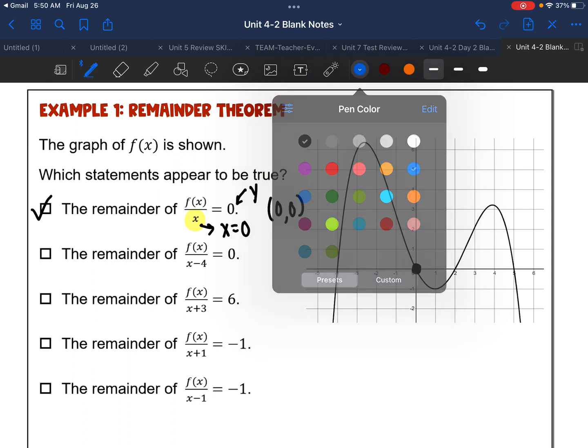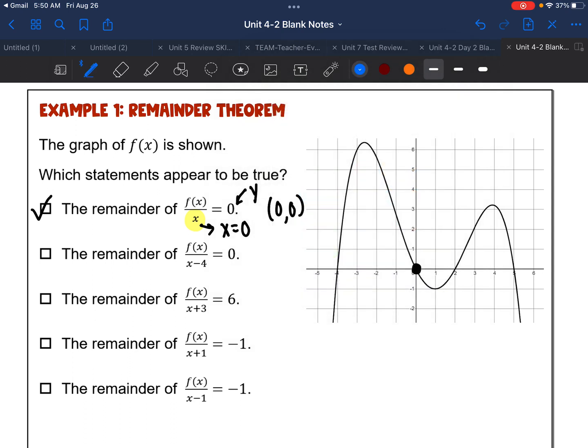Let's do another one. Second one says the remainder of f of x over x minus 4 equals 0. Again, take the opposite, so it's going to be x equals 4. Y value is 0. So this is a point of 4, 0. So 4, 0 is here. You can see that is not on our graph. Okay, so we are not going to check it.